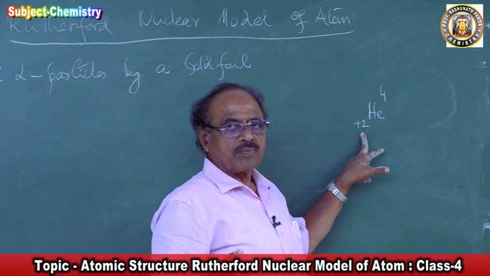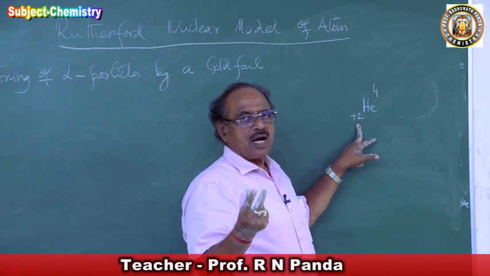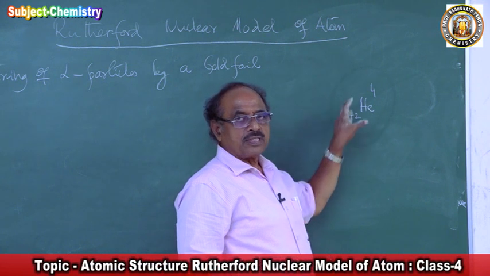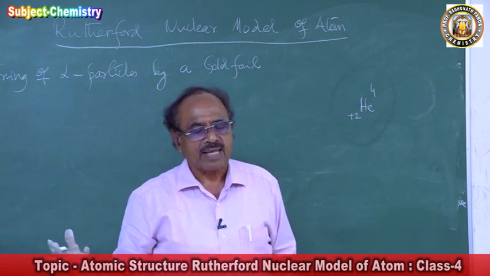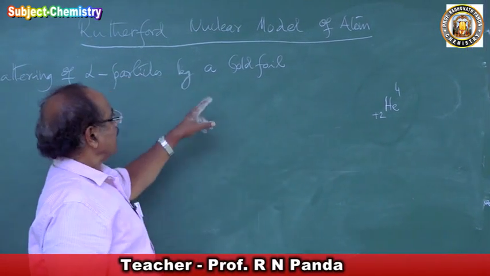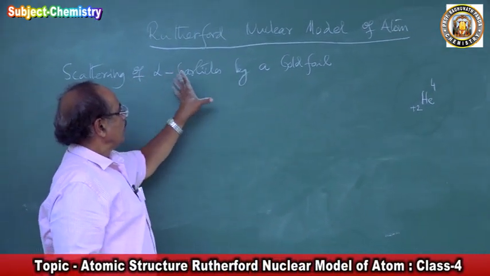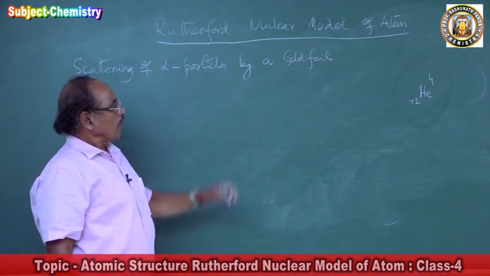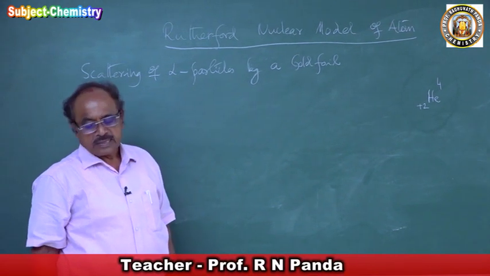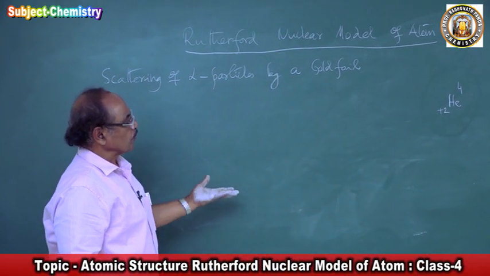That means when a helium atom loses 2 of its electrons, it forms a positively charged ion, and that positively charged ion is as good as the alpha particle. So he took alpha particles from a radioactive element and allowed them to strike a gold foil, and that experiment is called scattering of alpha particles by a gold foil. From there he proposed a model of atom called the nuclear model of atom, which is the first, very bold step taken by the scientist Rutherford to propose a model for atom.